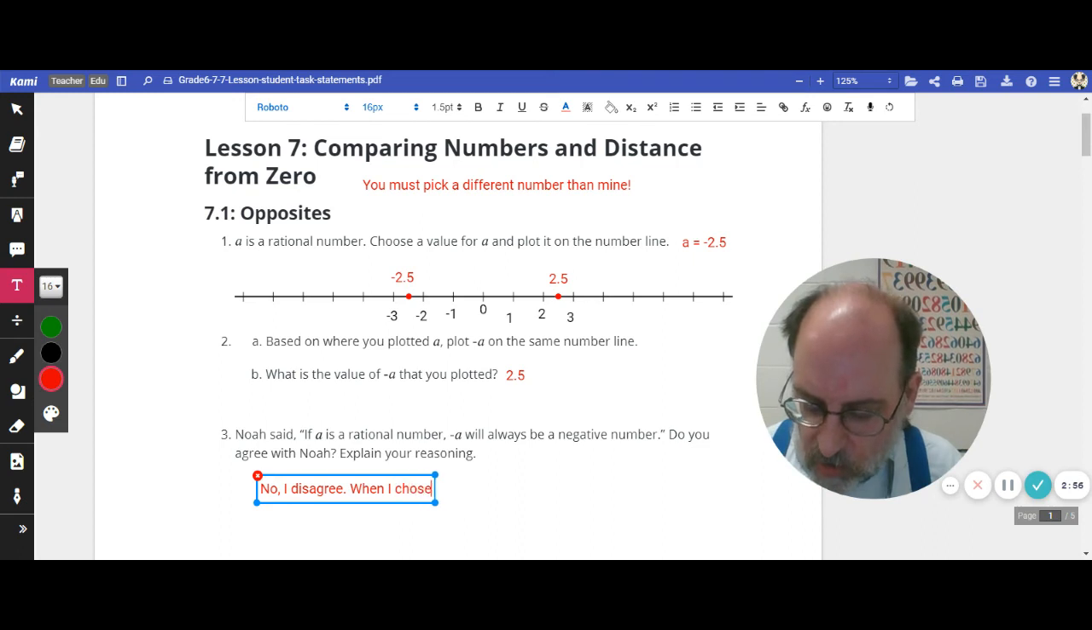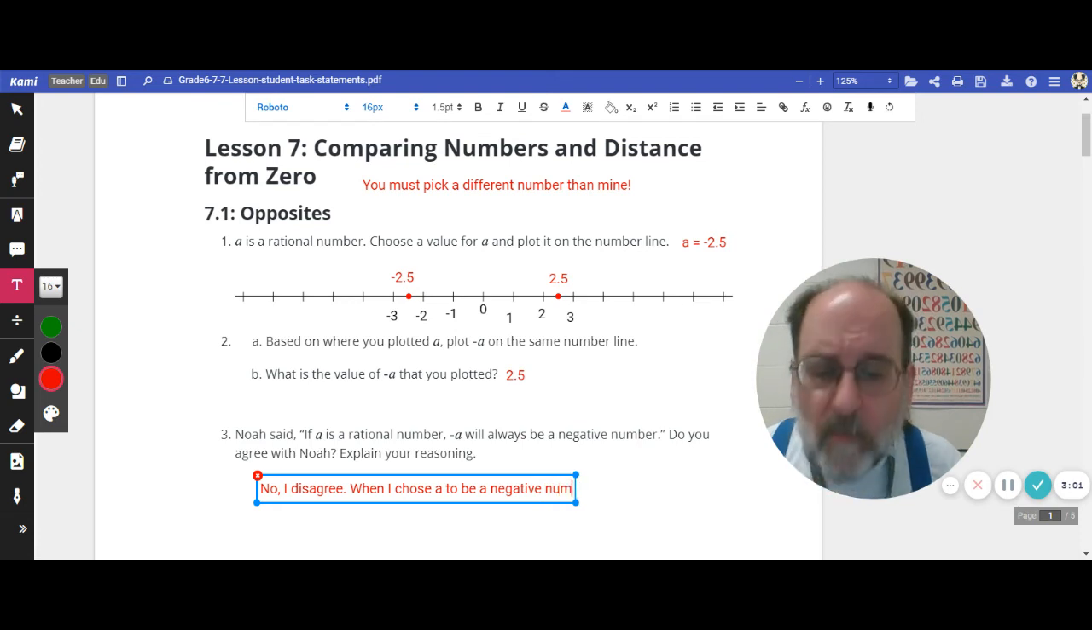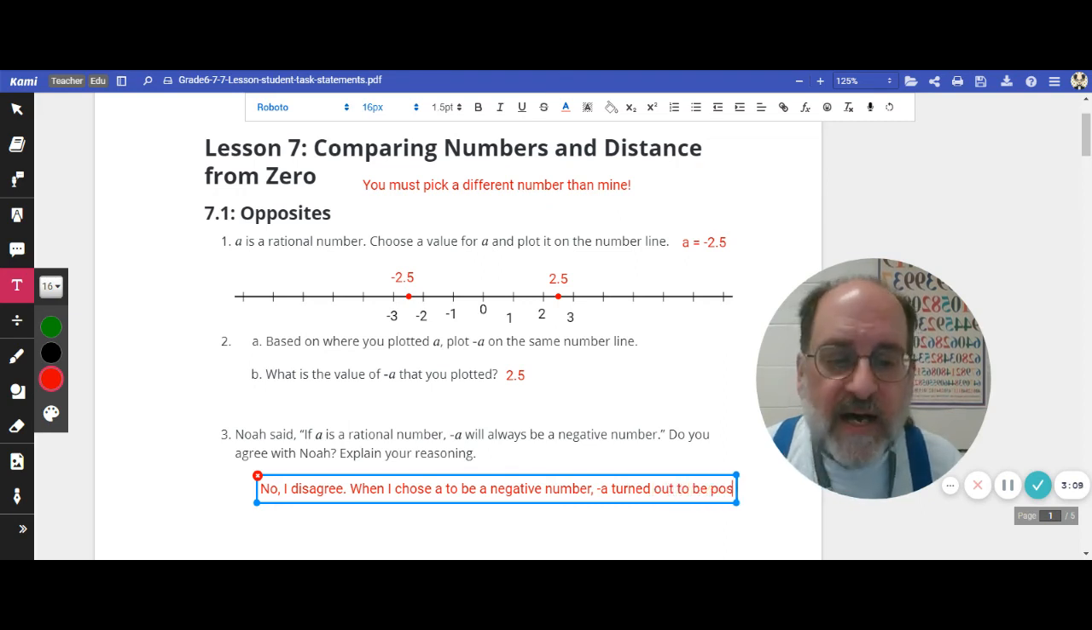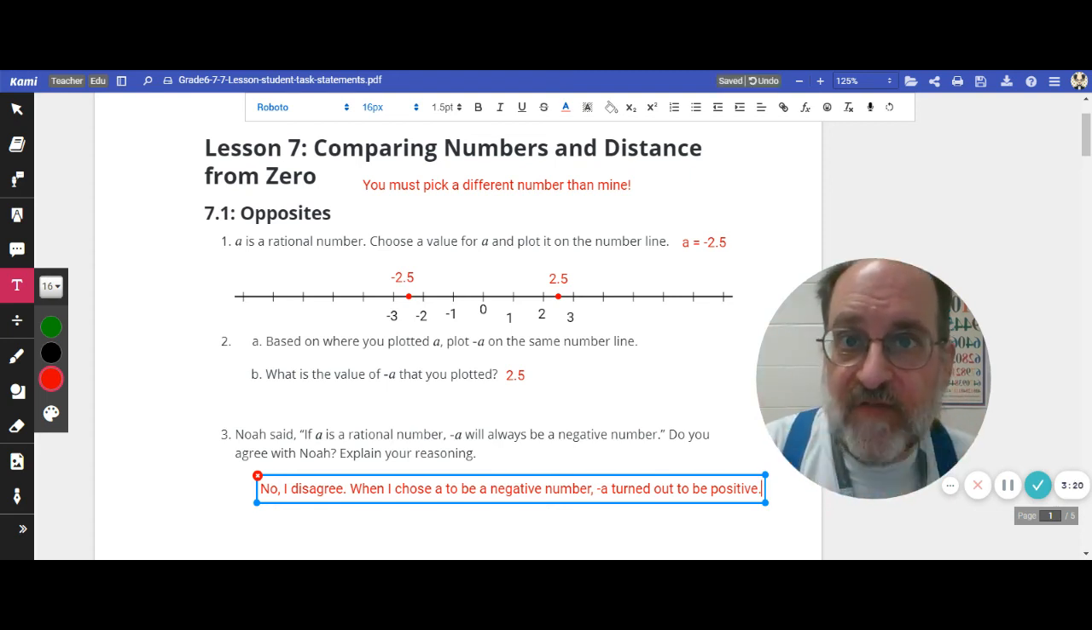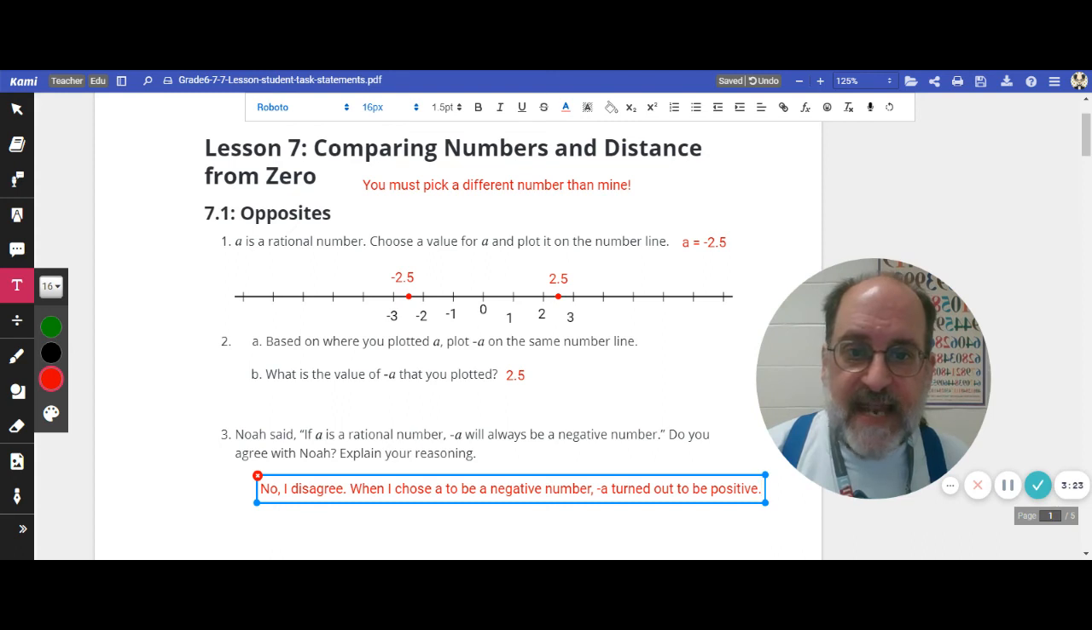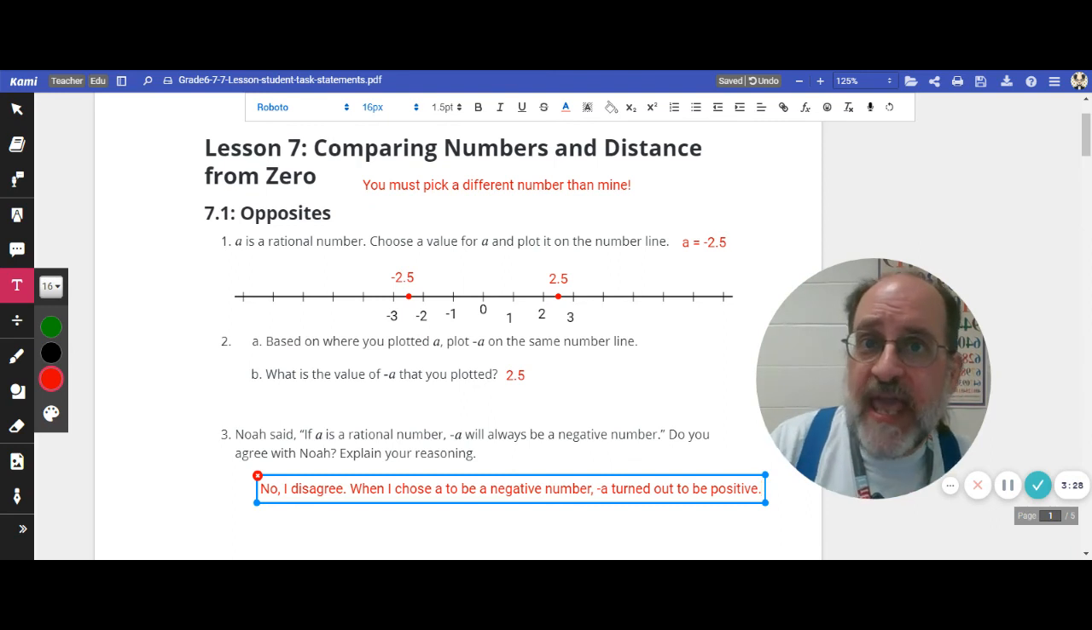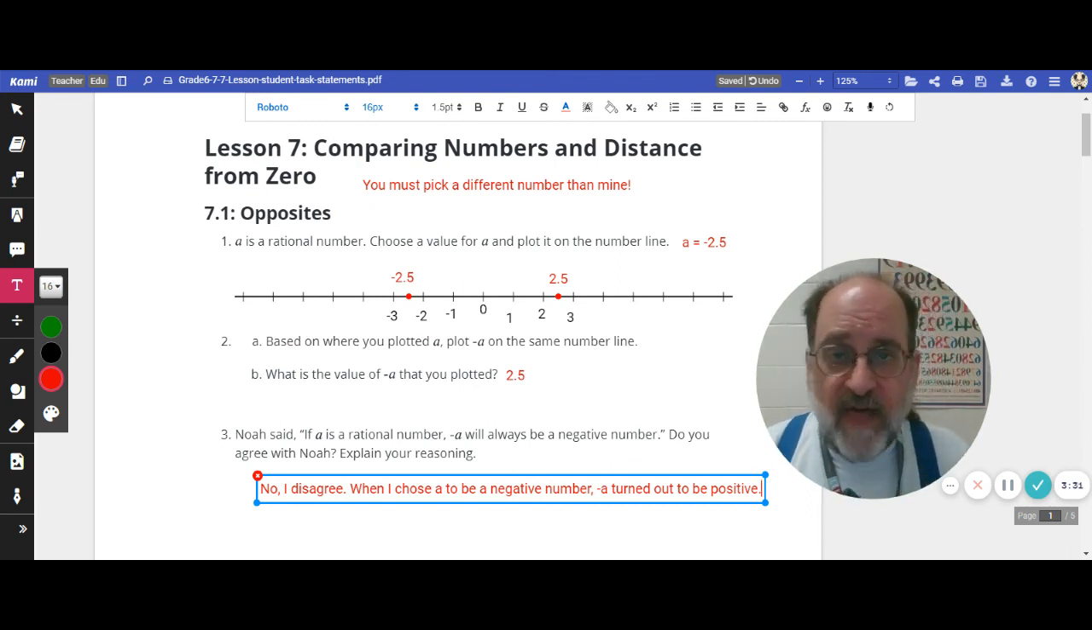I chose a to be a negative number. The opposite of a turned out to be positive. So no, just because something has a negative sign in front of it doesn't mean it's a negative number. When I have this -a right there, I don't know what a is. If I choose a to be negative, the negative of that, the opposite of that, will be positive.